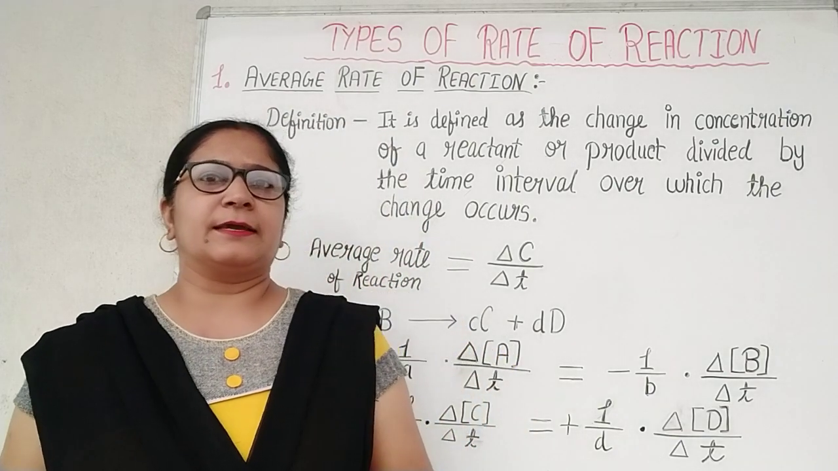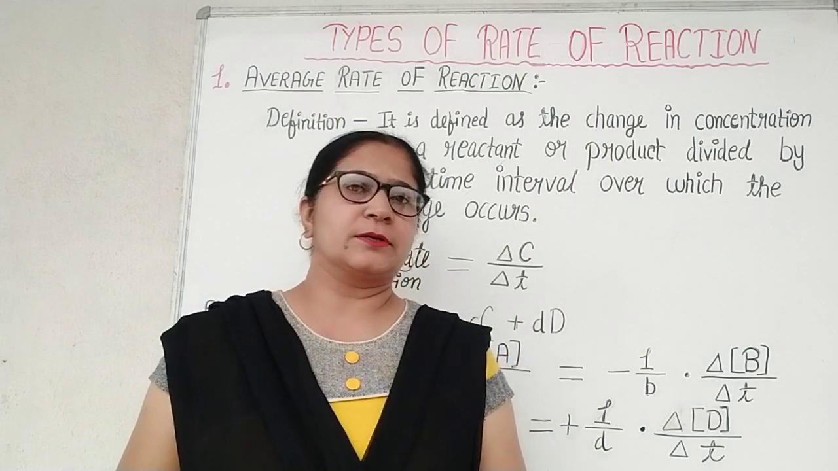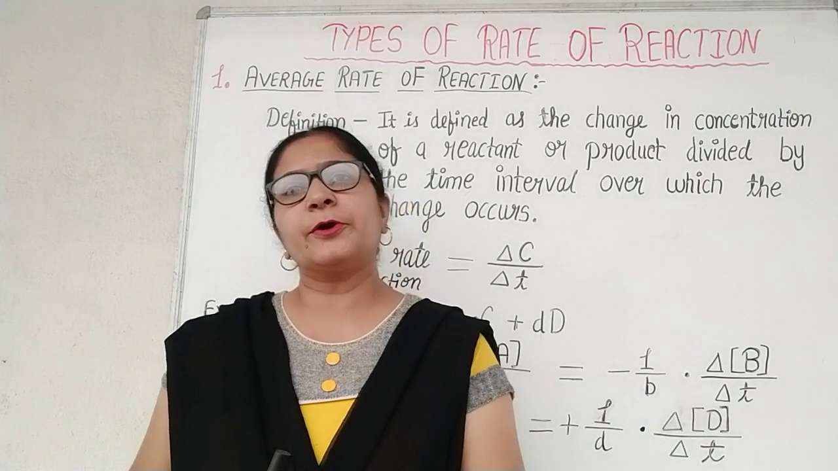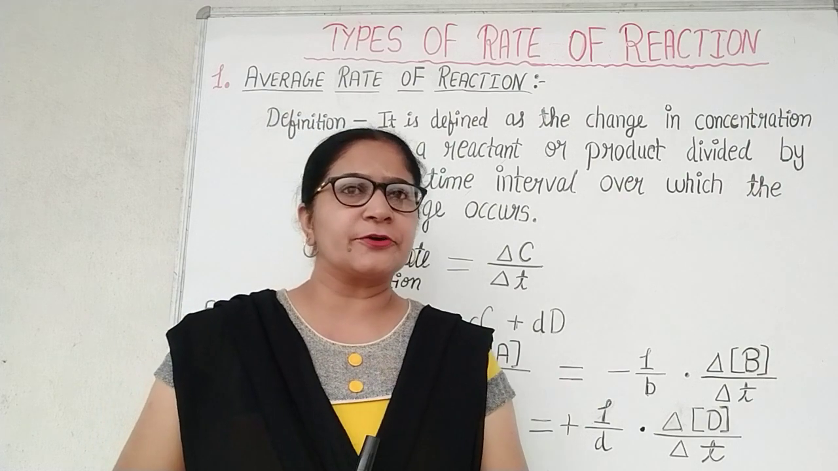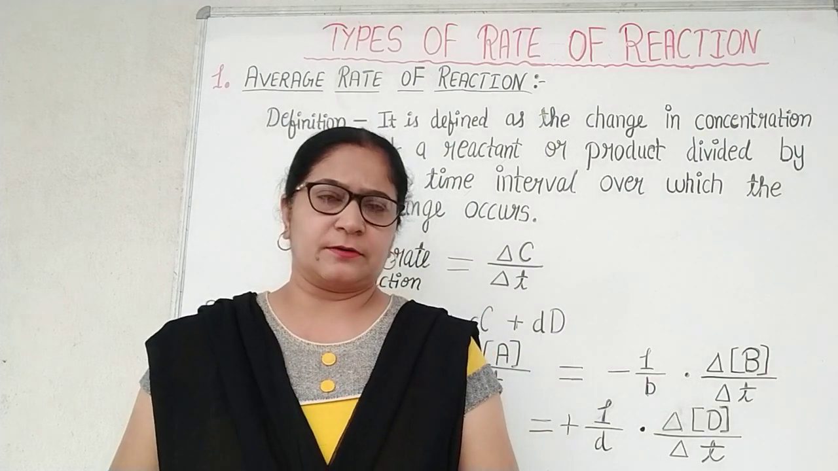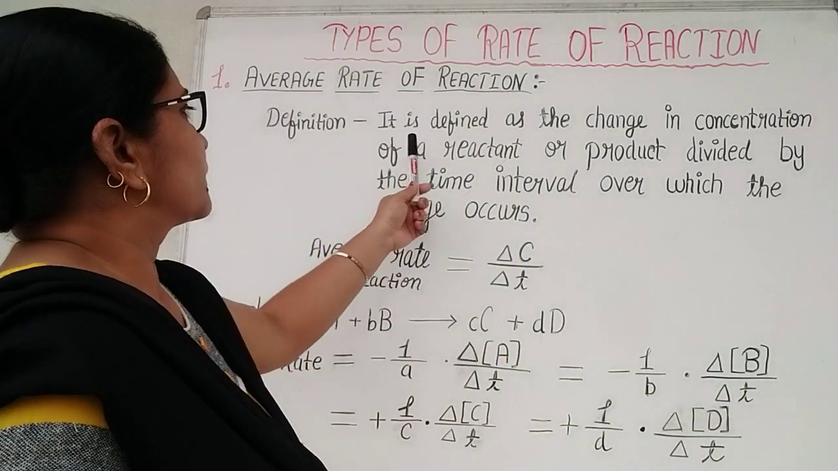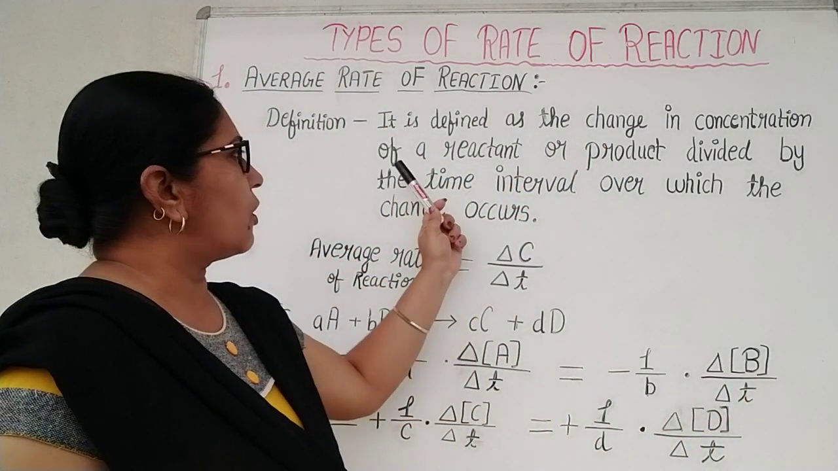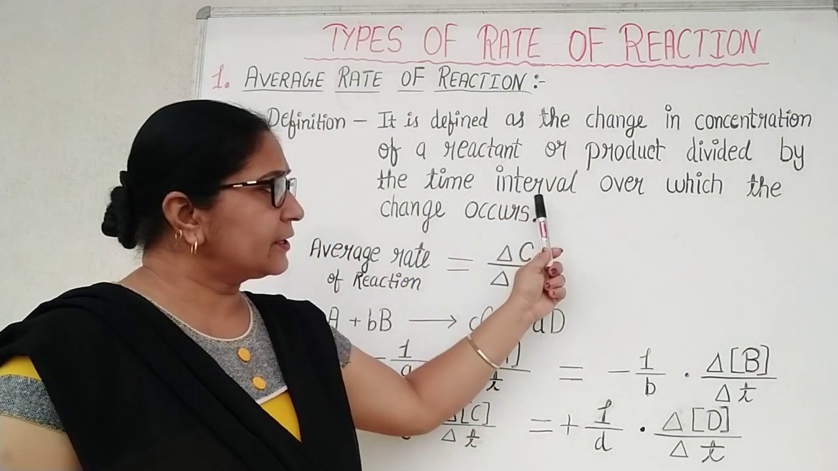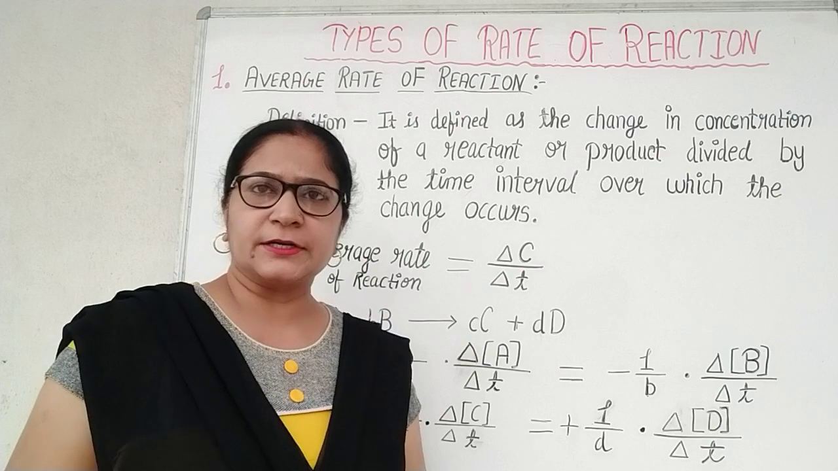So, let us study the first type of rate of reaction, that is, average rate of reaction, its definition and how we can determine it. The average rate of reaction is defined as the change in concentration of a reactant or product divided by the time interval over which the change occurs, right?